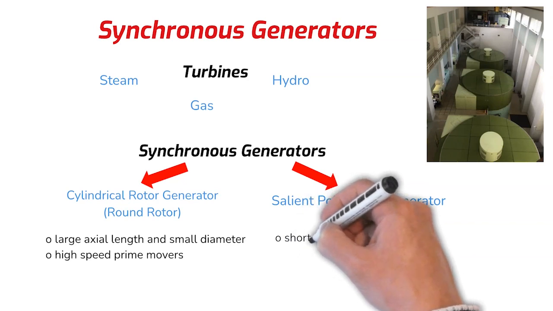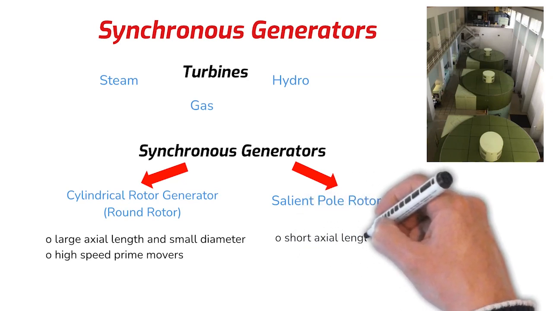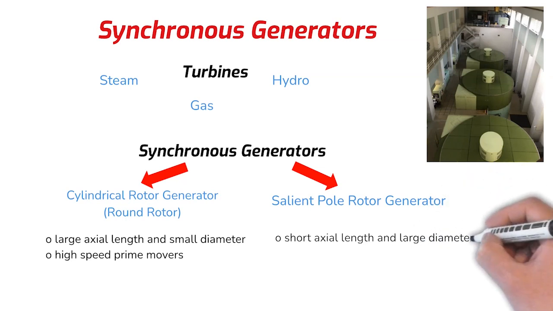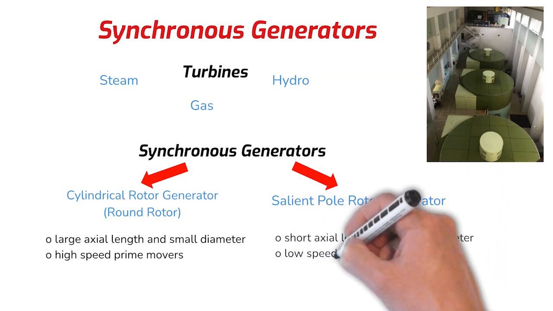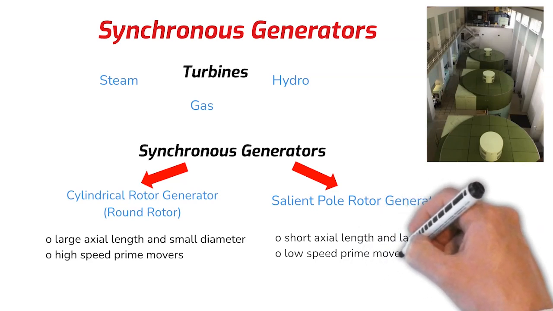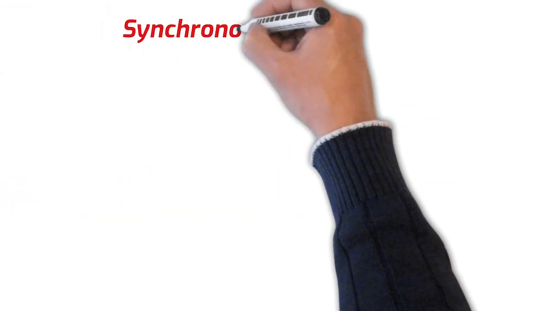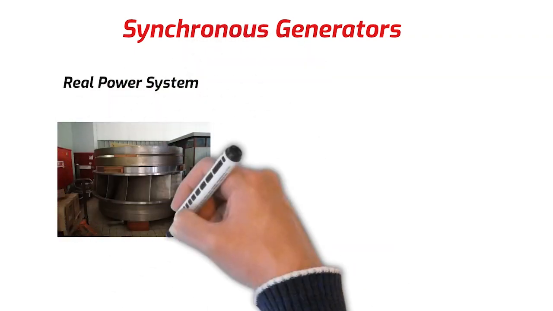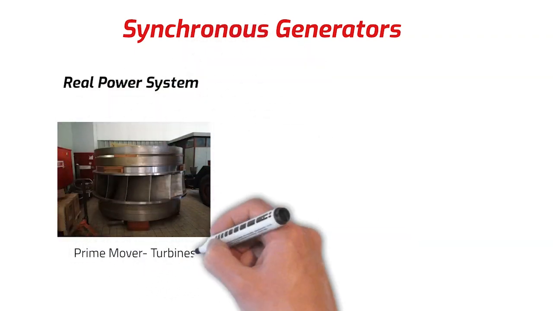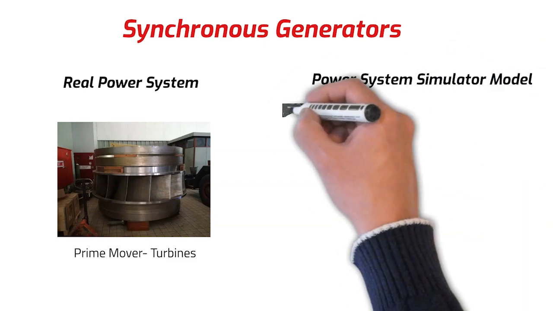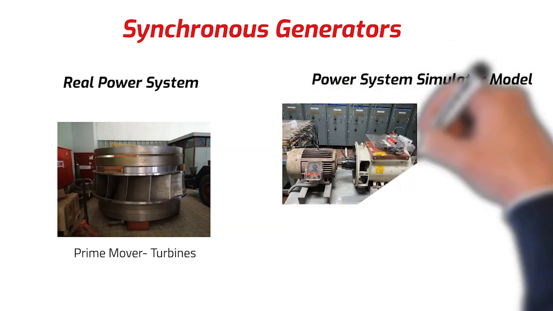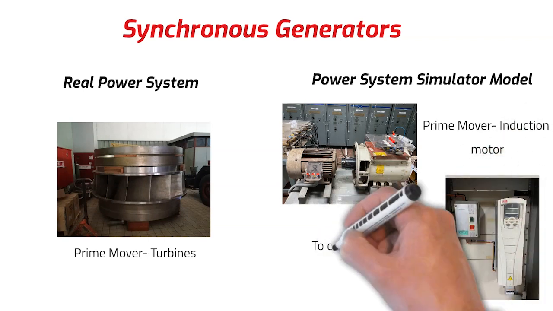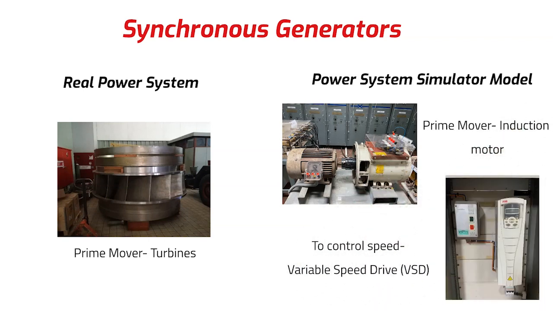Salient pole rotor generators, on the other hand, have a short axial length and a large diameter, and they are driven by low-speed prime movers such as hydro turbines. Though in actual power systems, turbines are used as prime movers, for generators in our power system simulator model, we are using an induction motor as the prime mover. To control the speed of the motor, a variable speed drive is used.